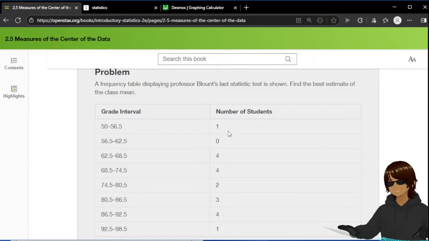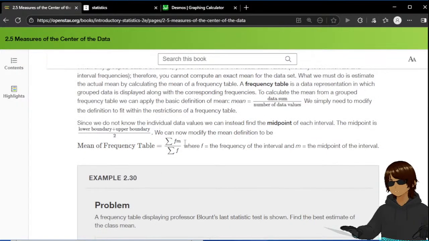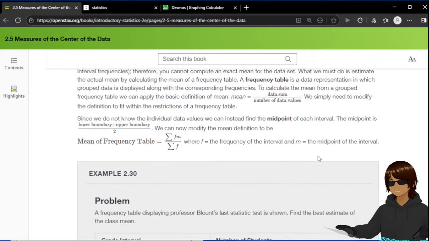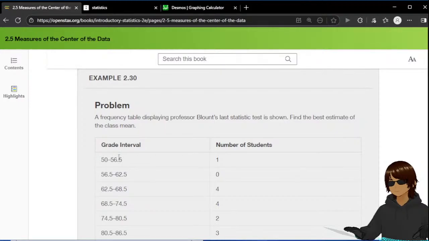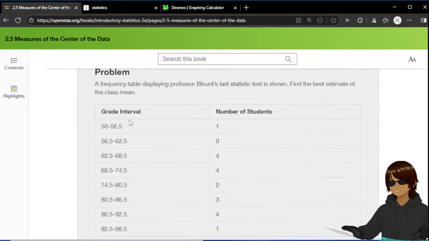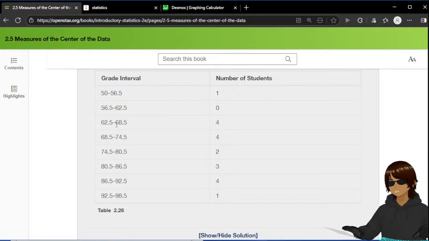So we have this frequency and then the midpoint. Okay, so we do 4 times the midpoint, right? Then 4 times the midpoint, 2 times the midpoint.